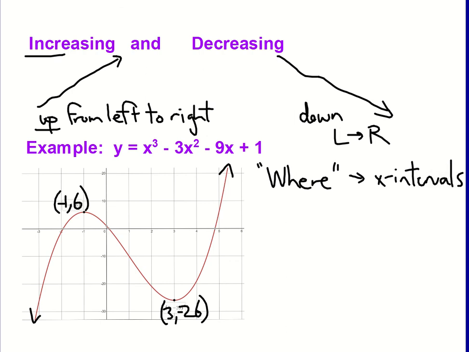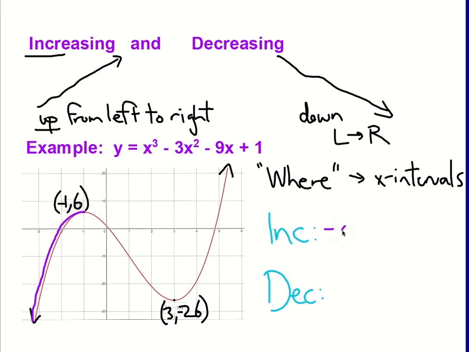Generally the word "what" is going to refer to the y value of a function, and the word "where" refers to an x value of the function. So we're looking at x intervals. I'm going to start tracing the function from left to right, and we're going to see if it's increasing or decreasing. As I start all the way to the left of my graph space, I can see that this is going up from left to right. Therefore, that must be increasing.